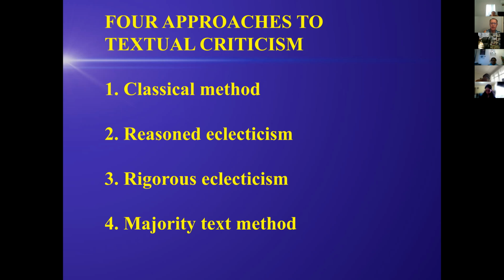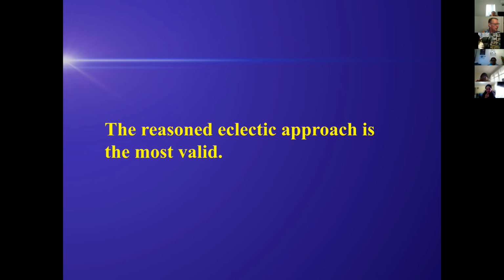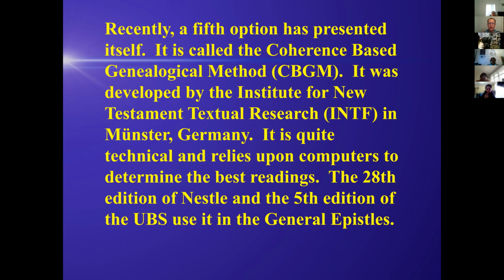Now, a fifth method has recently been offered here. It's called the coherence-based genealogical method, and it was developed by the Institute for New Testament Textual Research in Münster, Germany. It's quite technical and relies upon computers to determine the best readings. The 28th edition of Nestle and the 5th edition of the UBS use it in the general epistles.